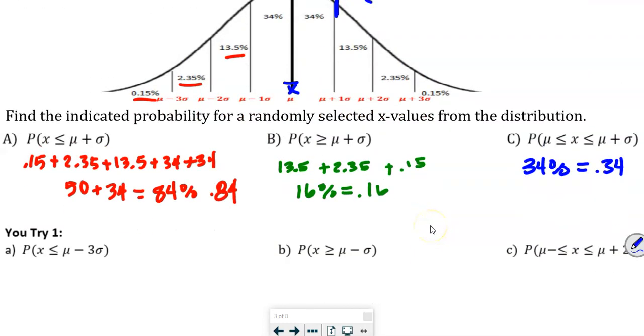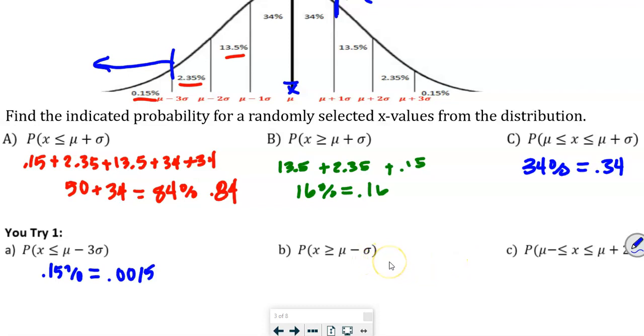Okay, so this one says, again, less than mu minus 3 sigma. So this first one is going to be over here, right? So it's going to be that. So this is just going to be 0.15%, which, if we were to write that as a decimal, is going to be 0.0015, right? Two places to the what? Left.